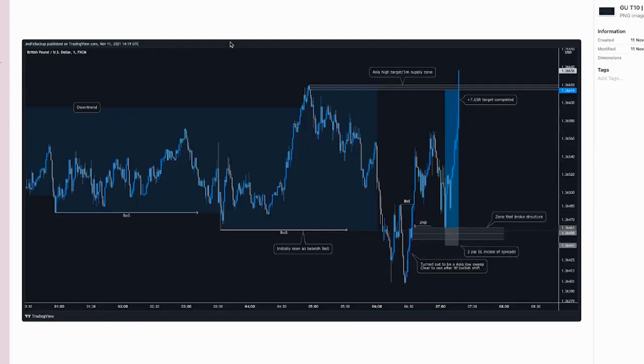So that's just a little indication of how we manage our stops and how we position our stops to make sure we don't get stopped out earlier than we need to be.